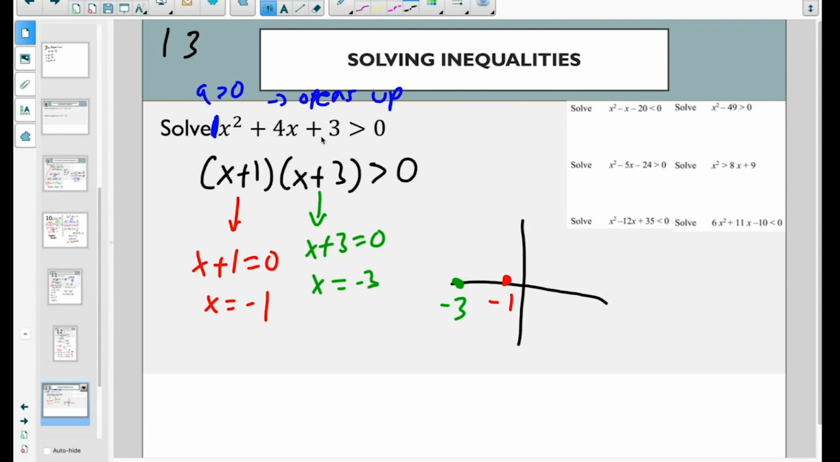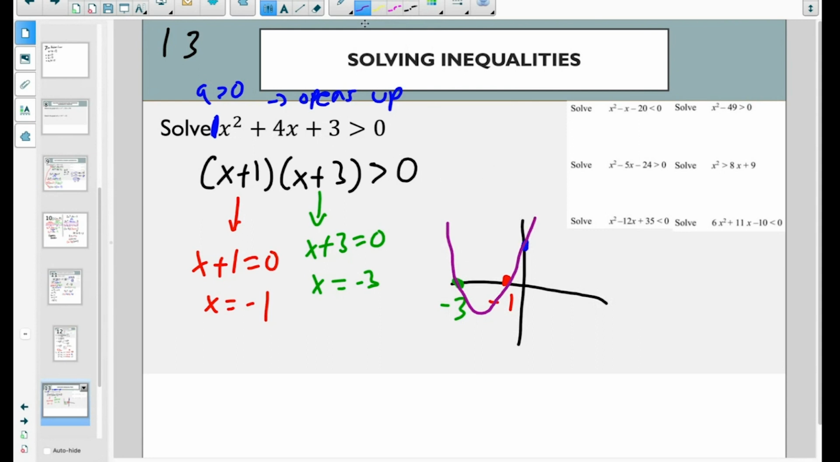If I want to put the y-intercept here, 0 squared plus 4 times 0, that's 0 plus 0 plus 3. I'm going to have my intercept there of positive 3. Again, not really necessary for this question. We'll go ahead and do something like that.